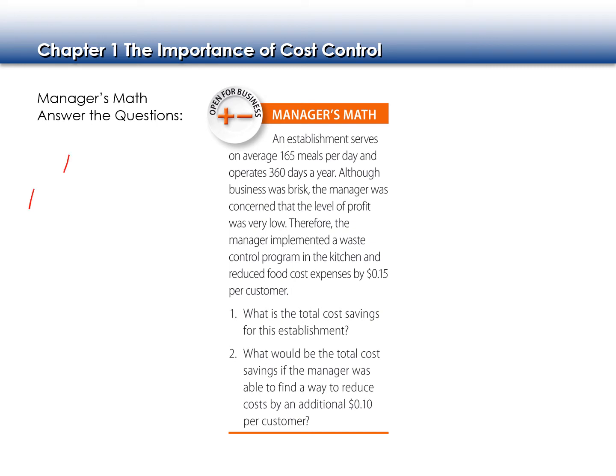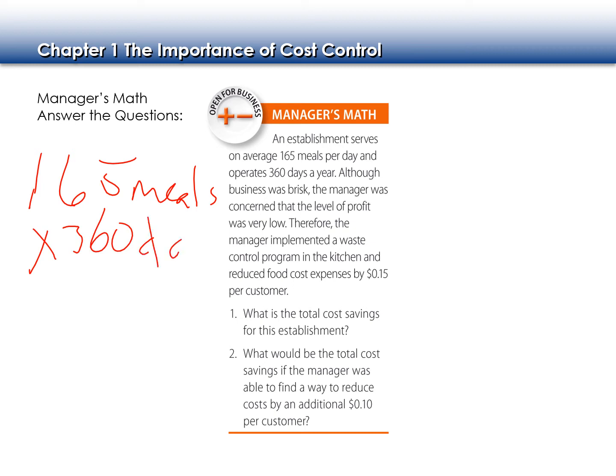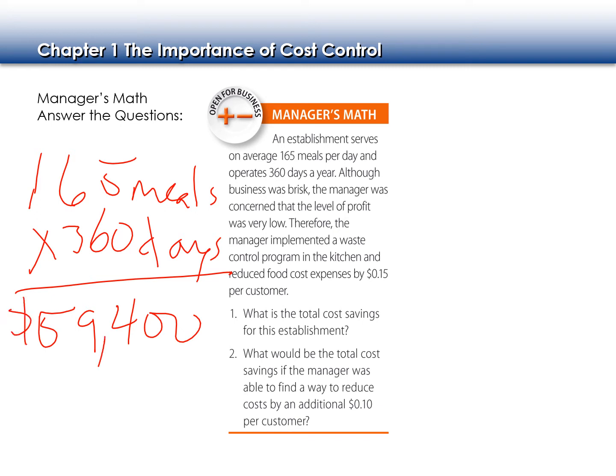15 cents times 165 meals per day times 360 days a year. I wish I had my phone. I'd be like, hey Siri, what is it? 59,400. Say that again? 59,400. Is that the total answer, or is that just 165 times 360? That's 165 by 360. 59,400. Okay, cool. Sorry, I didn't mean to question you, Seth. It just sounded really big.